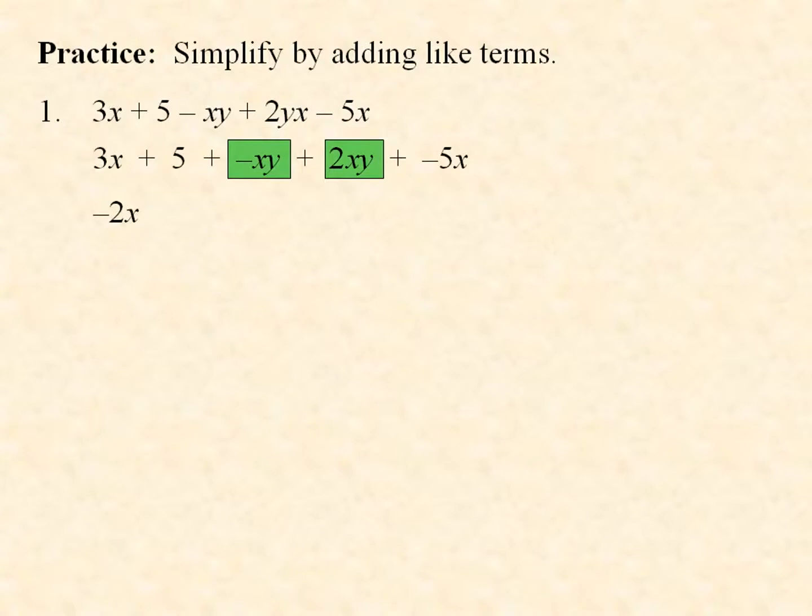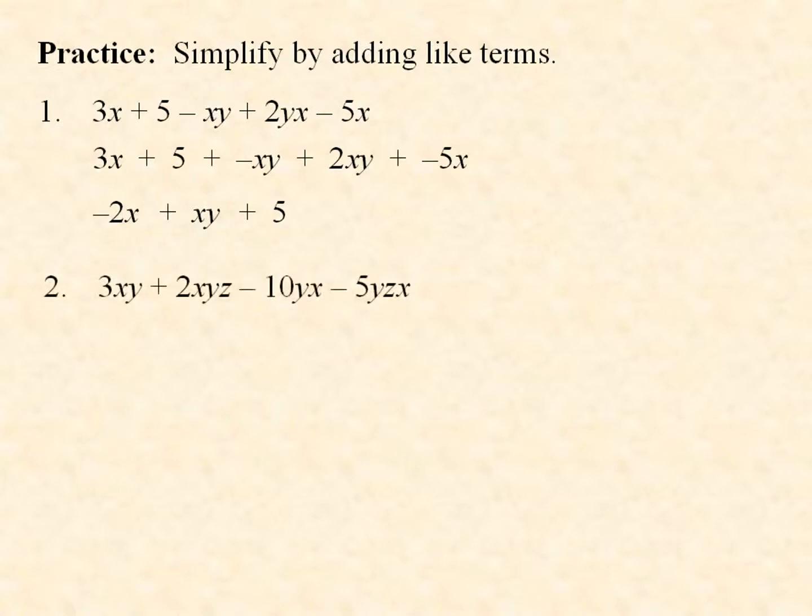We also have negative xy and positive 2xy. Those are like terms. Negative xy and positive 2xy add to 1xy, or xy. It's the same as negative 1 plus 2 gives you 1. And finally, we have the lonesome 5, so we add that on. So that expression simplifies to negative 2x plus xy plus 5.